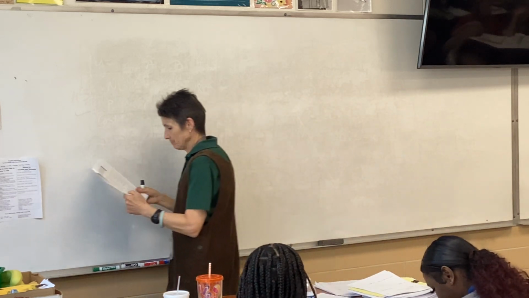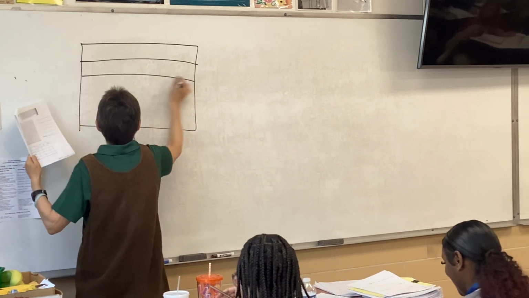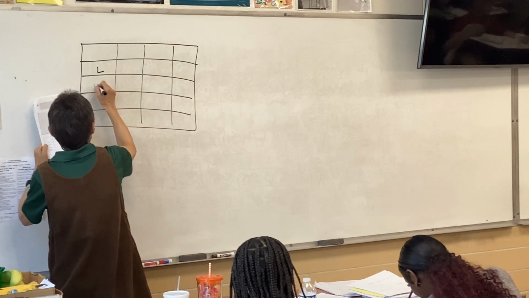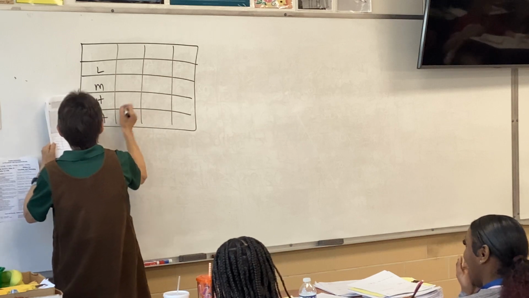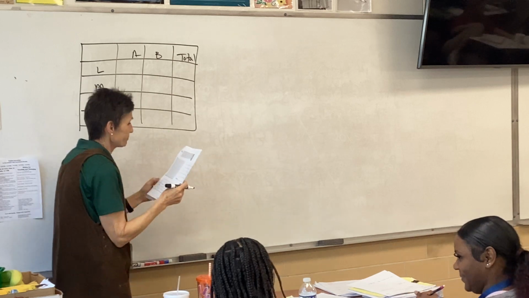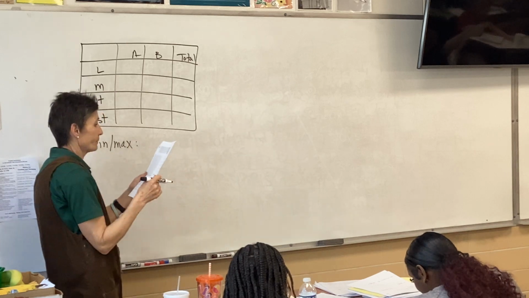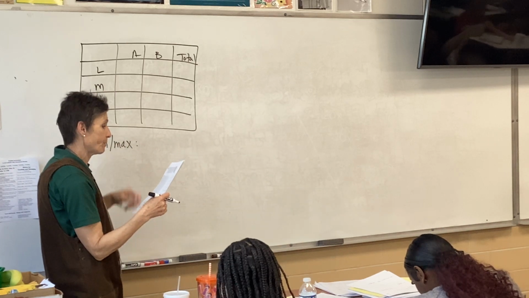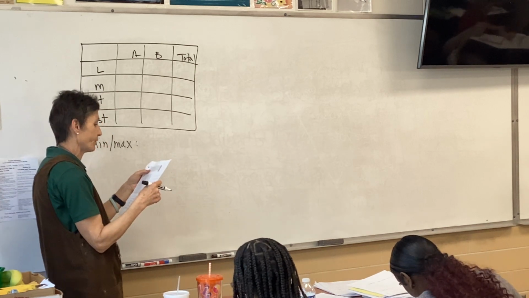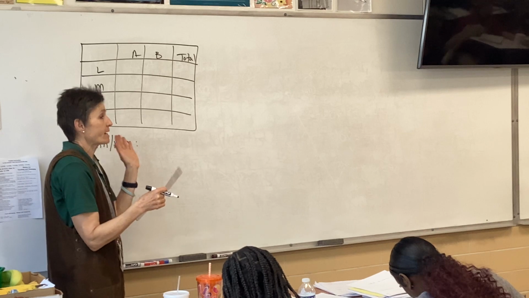All right, here we go. Here's our chart. So we have low, medium, high, cost. All right, we have two factories that produce 3 grades of paper, low, medium, and high. It needs to supply 24 tons of low grade, 6 tons of medium grade, and 30 tons of high grade paper. All right, stop right there.